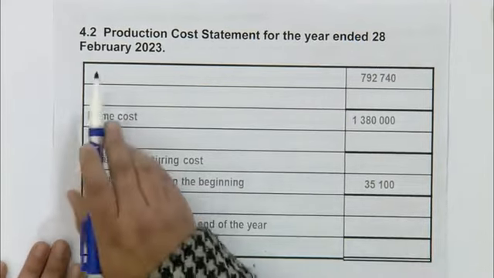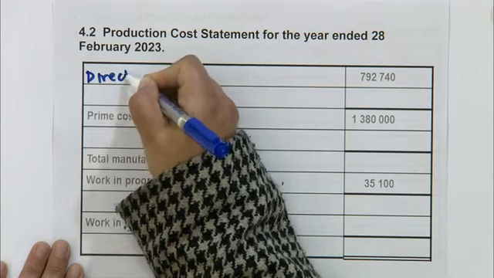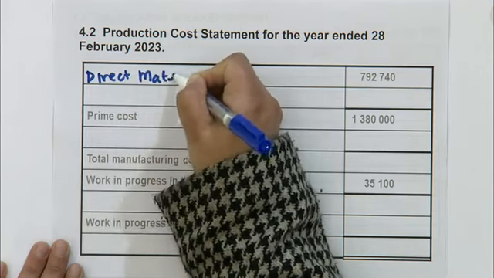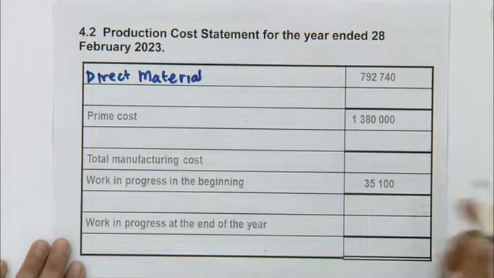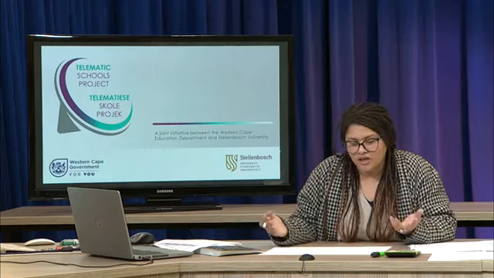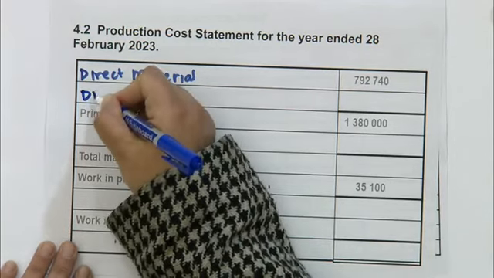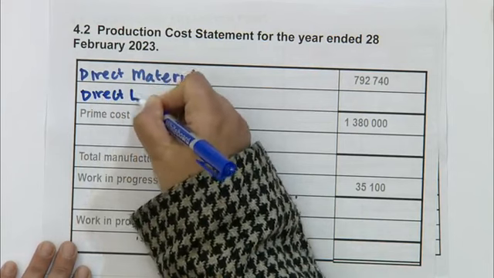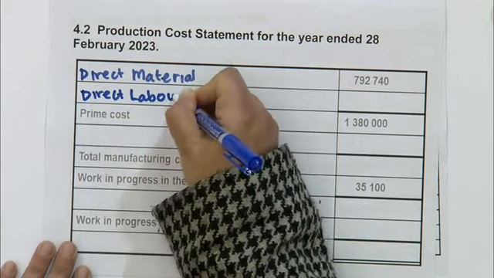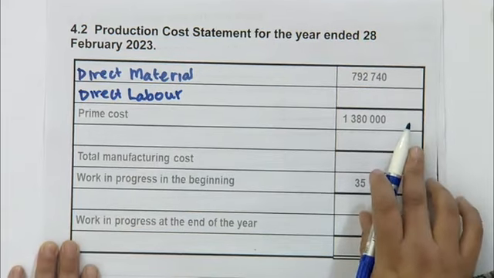So we know that our production cost statement will start with direct material, because you need material to start. You need material to start your production of products. What's the point of having workers and no material? I mean, then you're not going to produce anything. So very importantly, start with direct material. Then we're going to have direct labor. We need to figure out what direct labor is. Then prime cost, and they were very nice. They filled in prime cost for us.